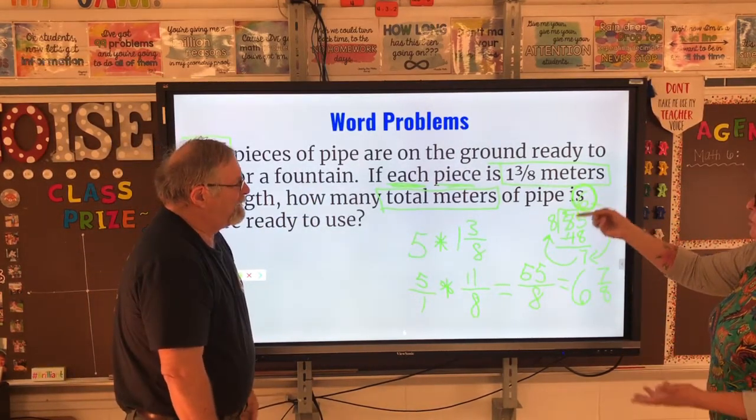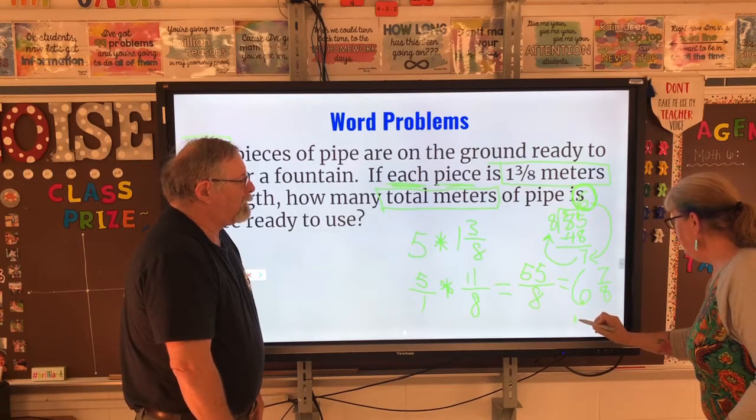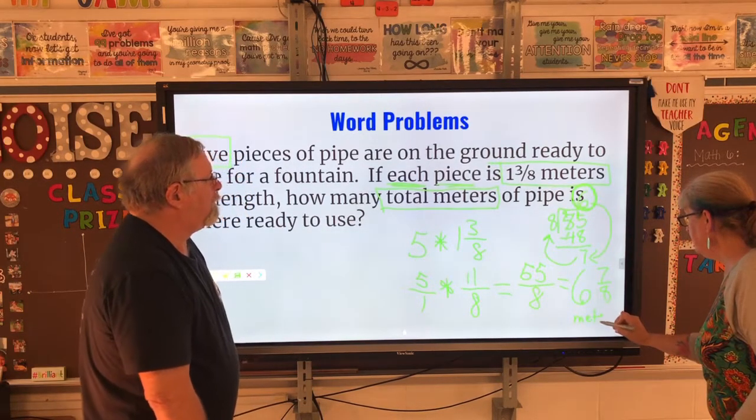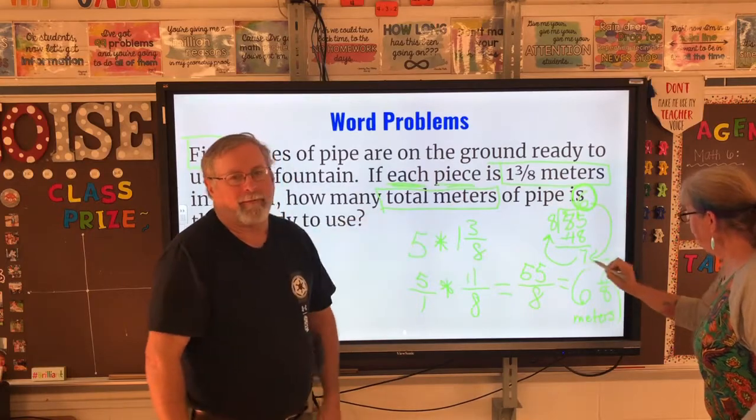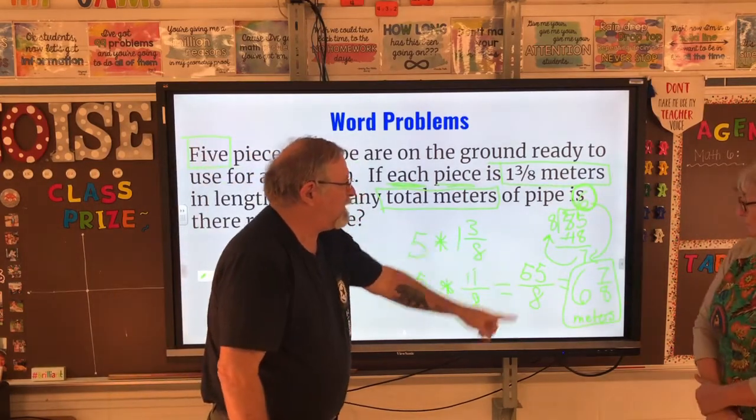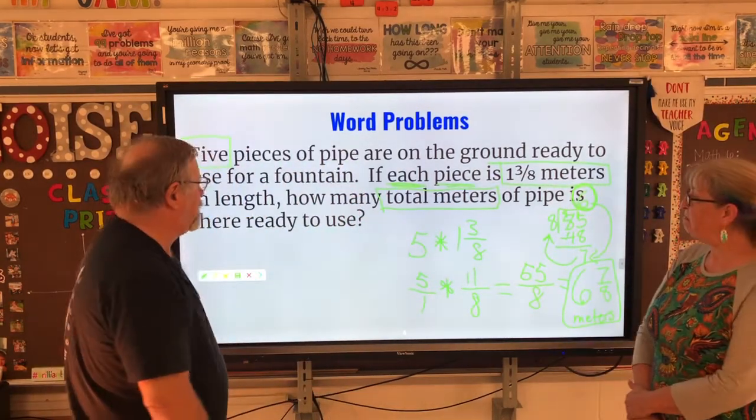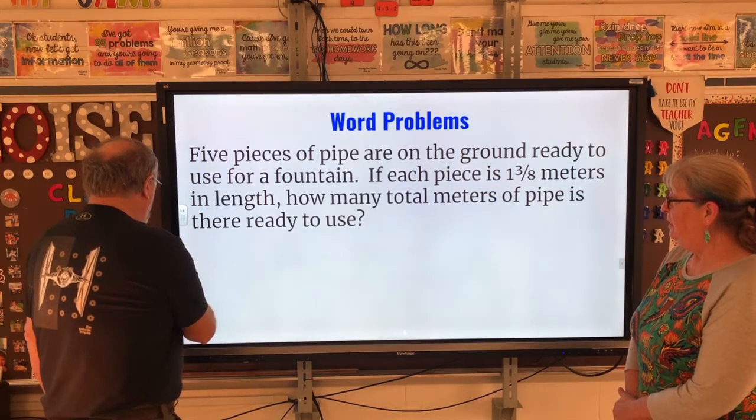And of course our units are meters. Meters. Because we're looking for the total meters of pipe. So we know we have 6 7/8 meters of pipe that we can put together.